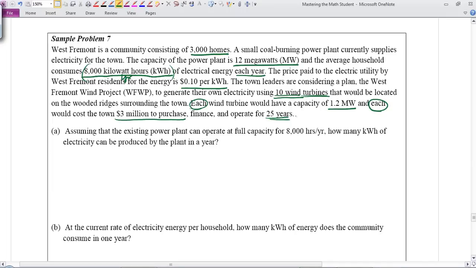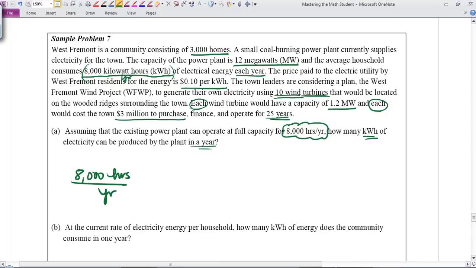All right, so assuming that the existing power plant can operate at full capacity for 8,000 hours a year. Okay, that was not given to us up front. So 8,000 hours per year is the best place to start when they've introduced brand new information that was not given to us previously. Question is, how many kilowatt hours of electricity can be produced by the plant in a year?